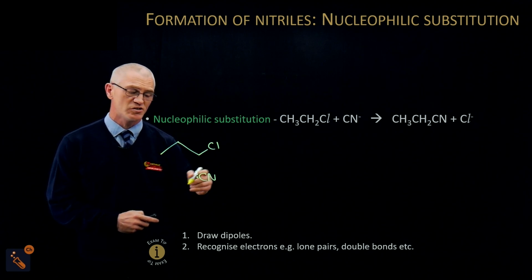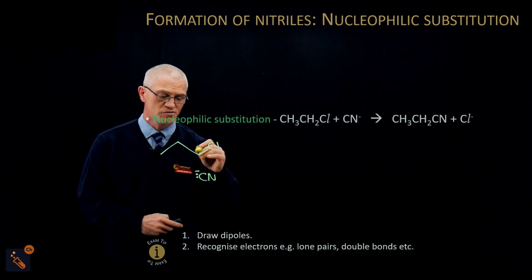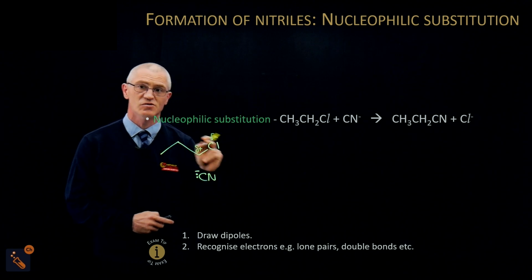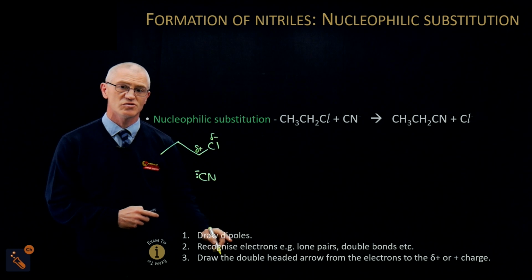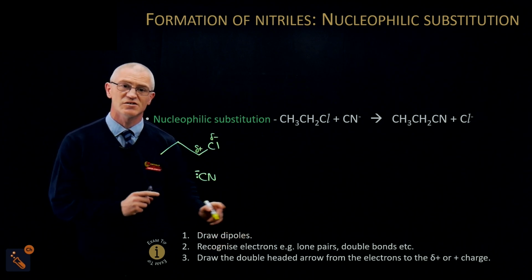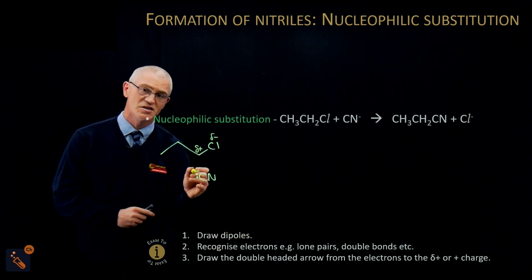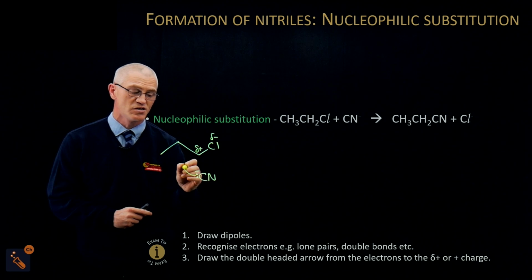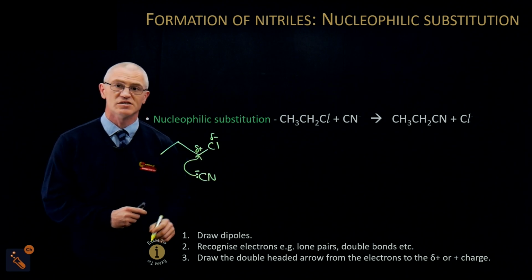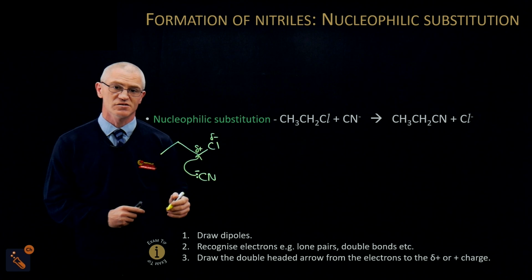I haven't drawn my dipoles yet, so let's just get our dipoles on. That is going to be delta positive, that is going to be delta negative, because the chlorine is electronegative. Our next point: draw a double-headed arrow from the electrons to the delta positive or positive charge. So here are my electrons, a double-headed arrow showing movement of 2 electrons, going this time to the delta plus. So there you go, it's going to the delta plus.